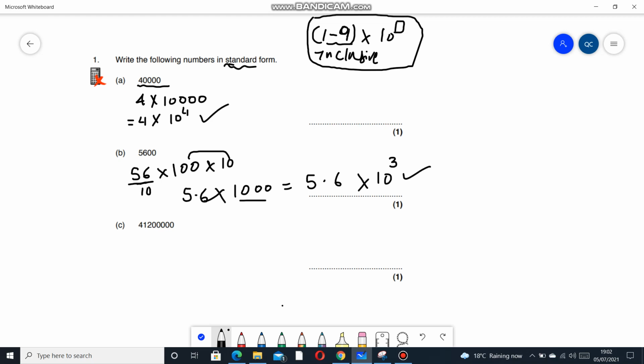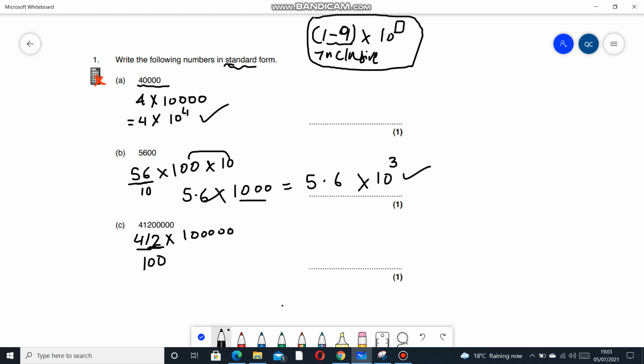Next question. You see how many zeros: 1, 2, 3, 4, 5 zeros. So first of all, I would write 412, and then 5 zeros. I will write it as 1, 2, 3, 4, 5, so 100,000. And then I know that 412 is a very, very big number, which I do not want to write in standard form. I need to divide it by 100.